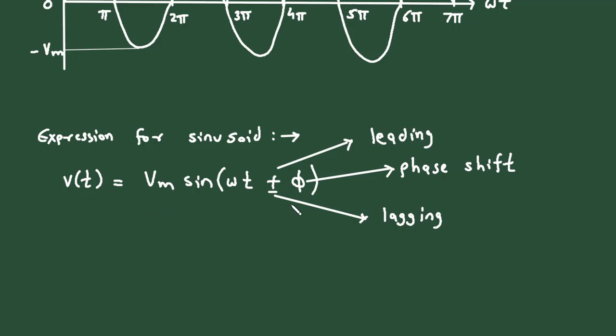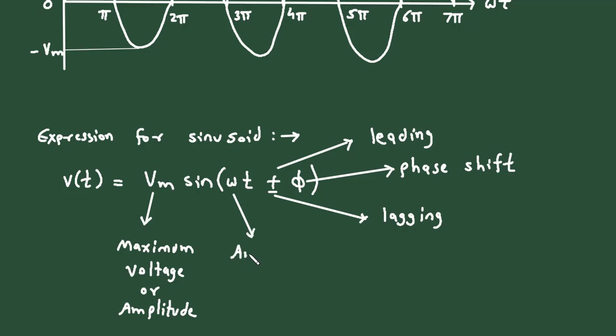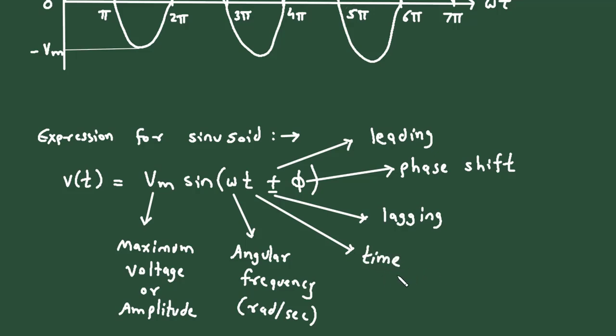Now let's understand this general expression. This Vm is the maximum voltage, or we can say it is the amplitude. This omega is the angular frequency. When we multiply frequency with 2 pi, we get the angular frequency, and its unit is radian per second. And this is the time, t in seconds. And this is the sinusoidal voltage.